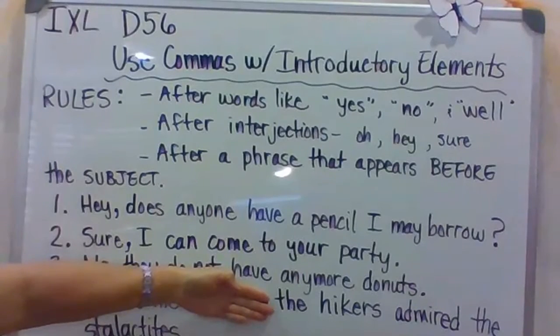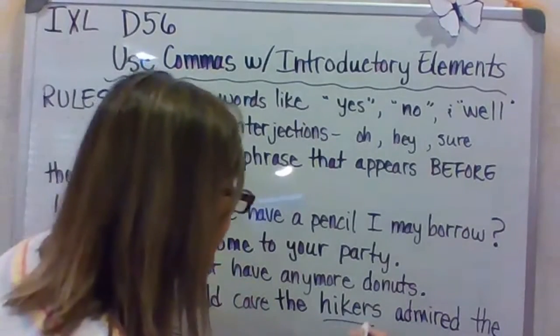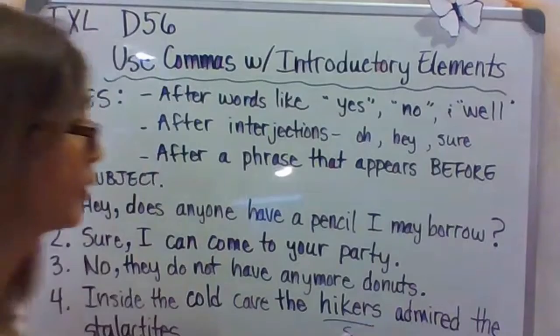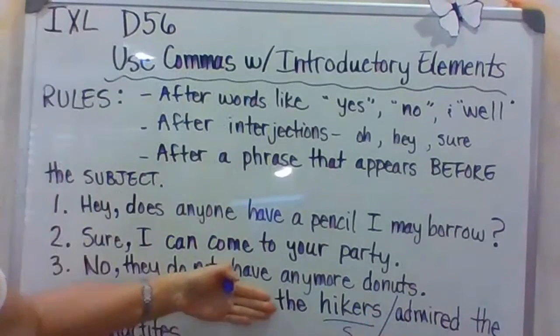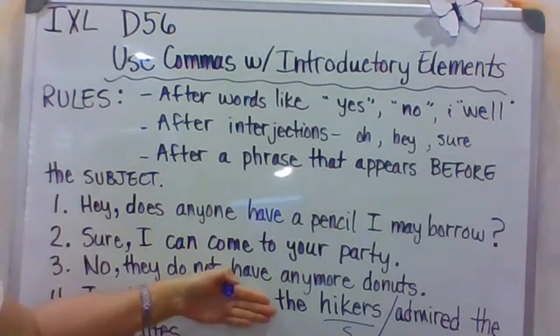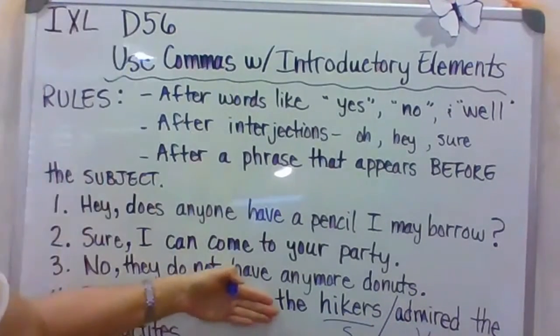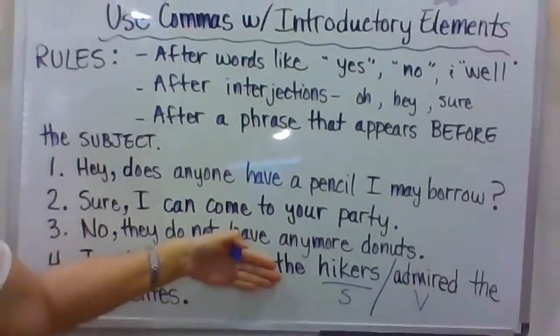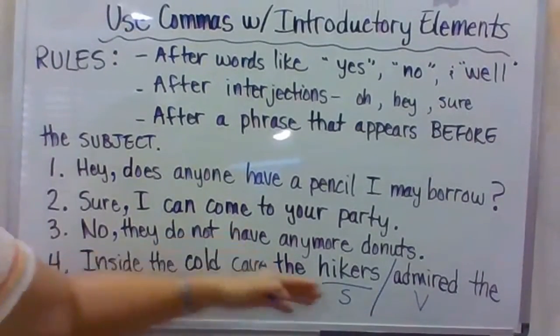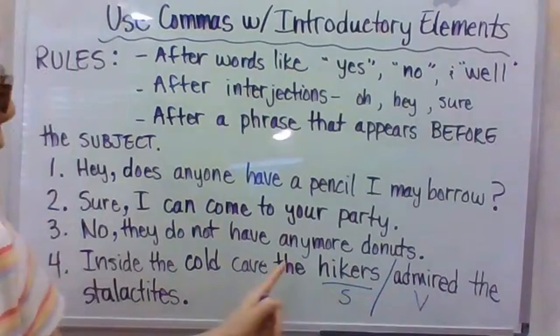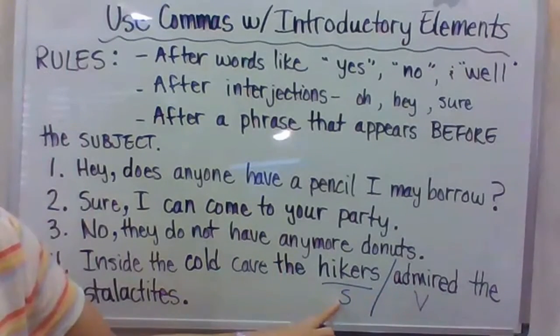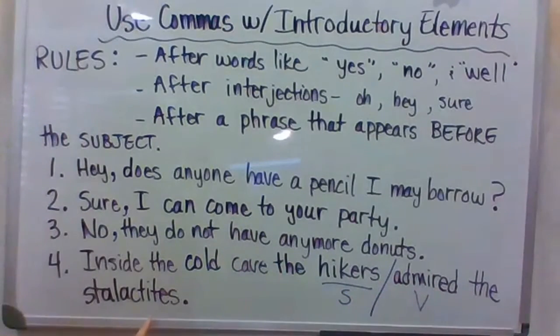So is it about the hikers? Okay, so hikers would be our subject. And then this is where we draw the line. So that would be our subject of the sentence. What would be our predicate? So now we find the verb. What's our verb? Admired. So what did the hikers do? They admired. And that part of the sentence is the predicate. So it's about the hikers. The hikers what? Admired the stalactites.